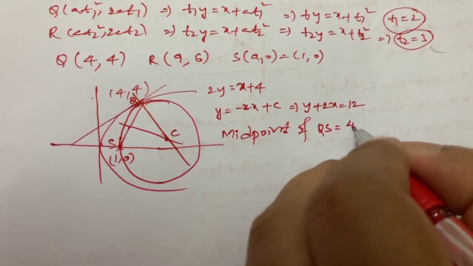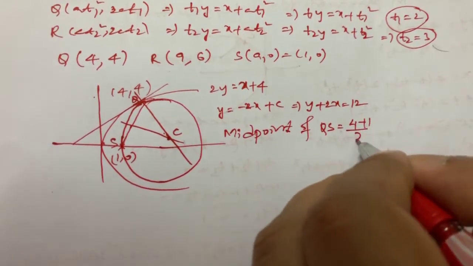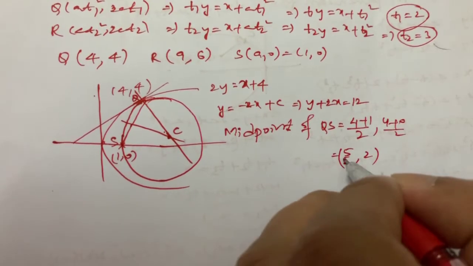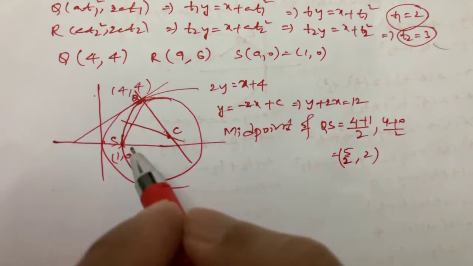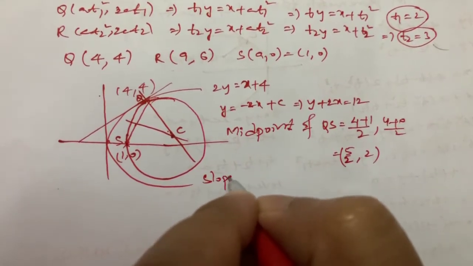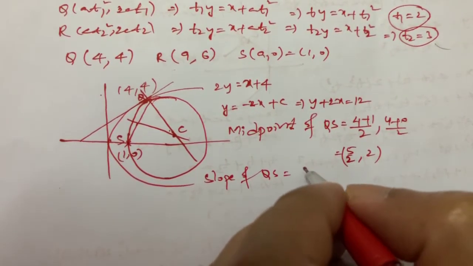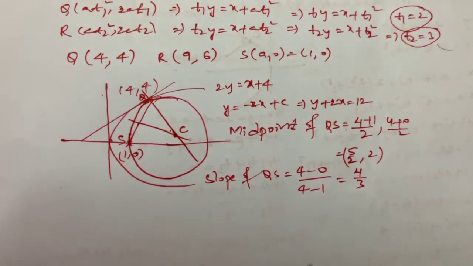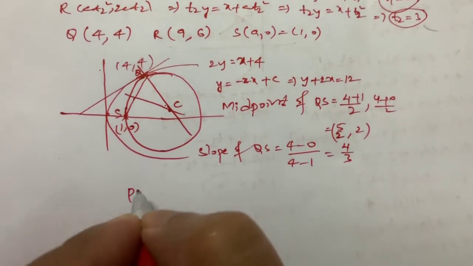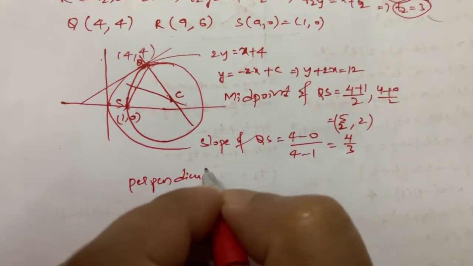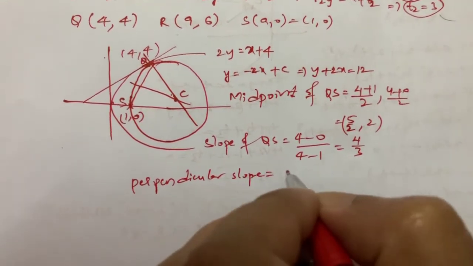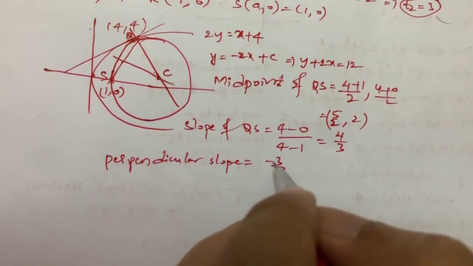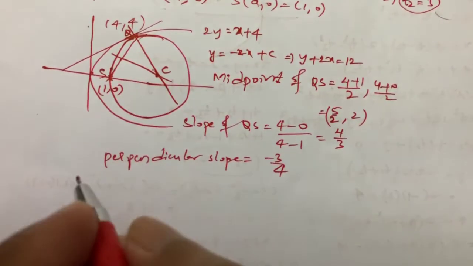The midpoint of QS is (4 plus 1) by 2 comma (4 plus 0) by 2, which is 5 by 2 comma 2. So that is the midpoint. We can find the slope of QS also. So slope of QS is equal to y2 minus y1 by x2 minus x1, which is 4 minus 0 by 4 minus 1. So this is 4 by 3. So the perpendicular slope will be minus 3 by 4. So I have the midpoint and I have the perpendicular slope. So I can find the perpendicular bisector of Q and S.